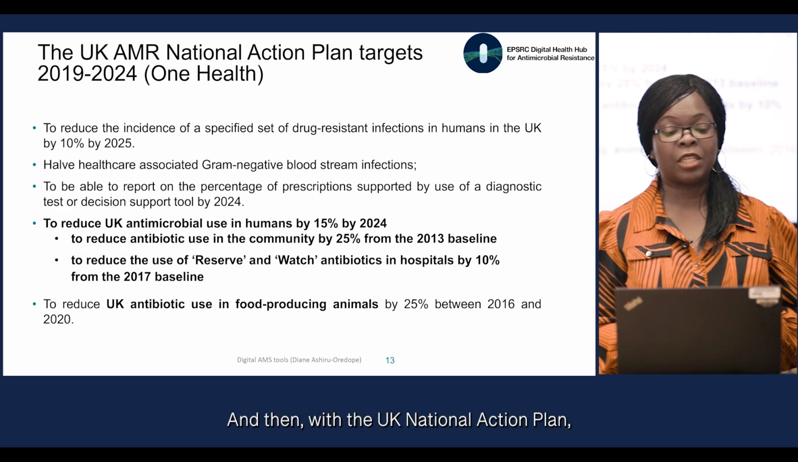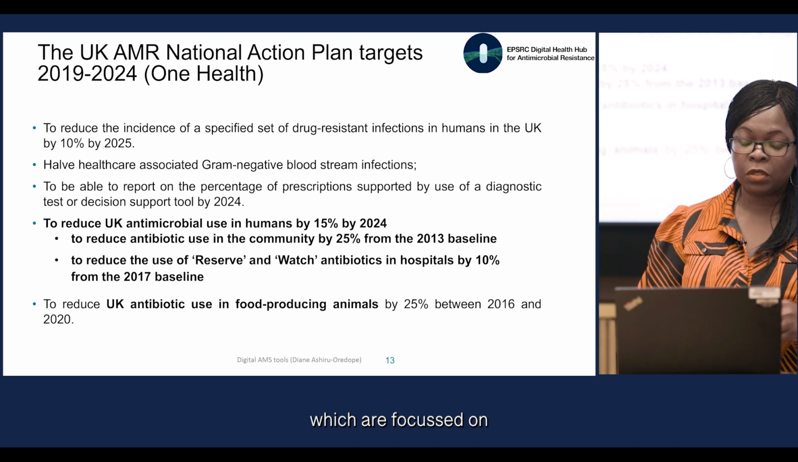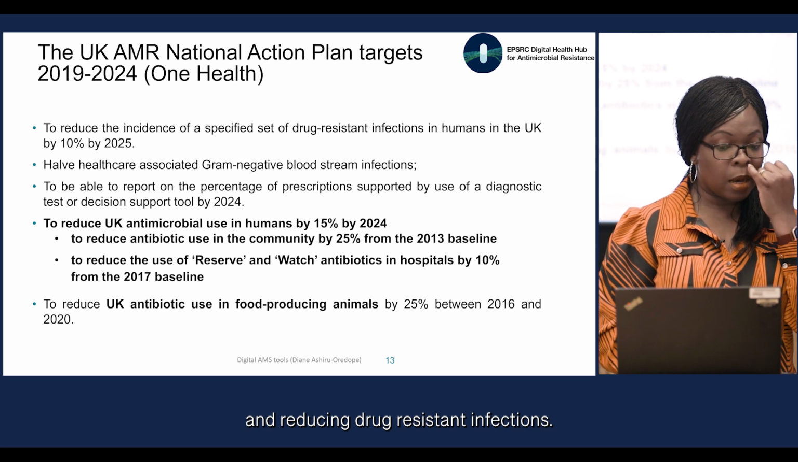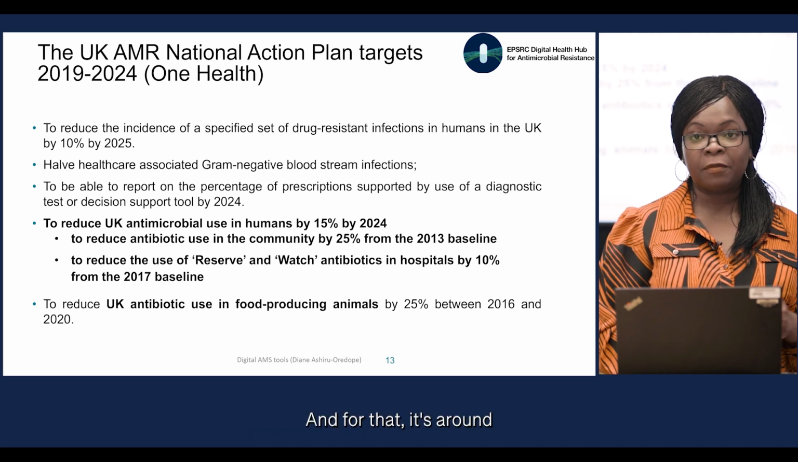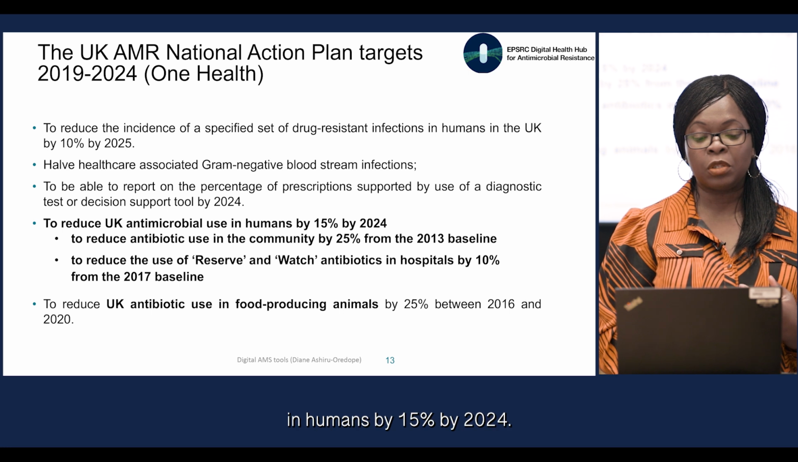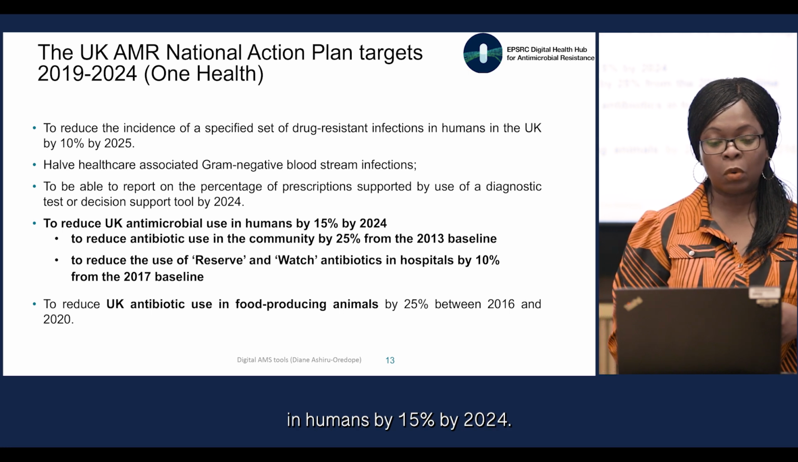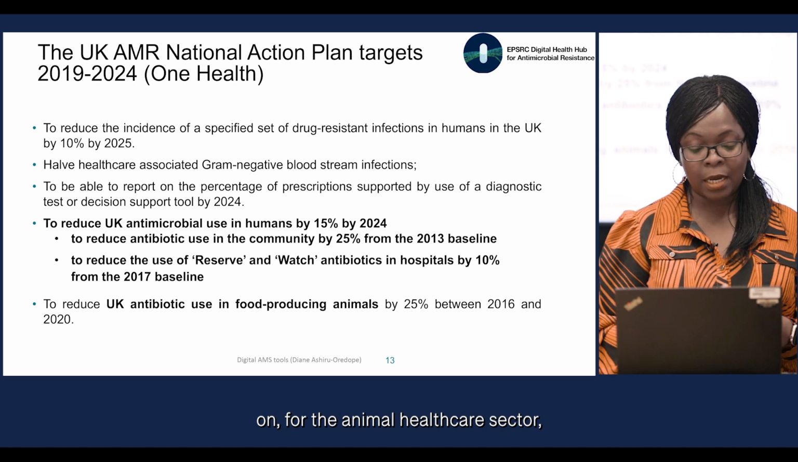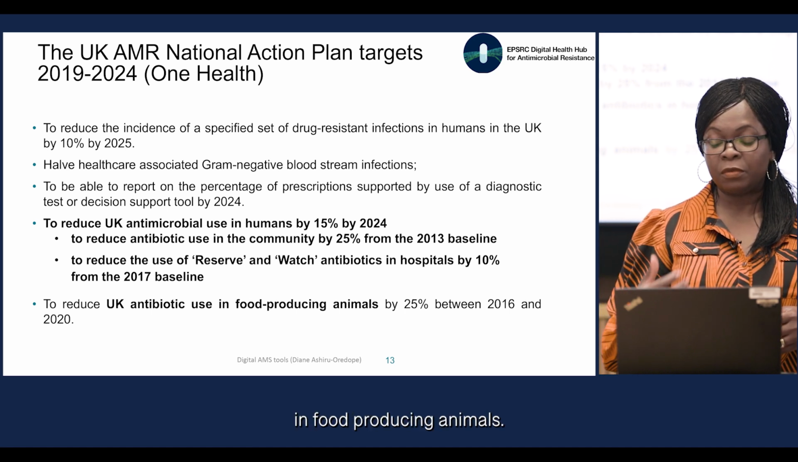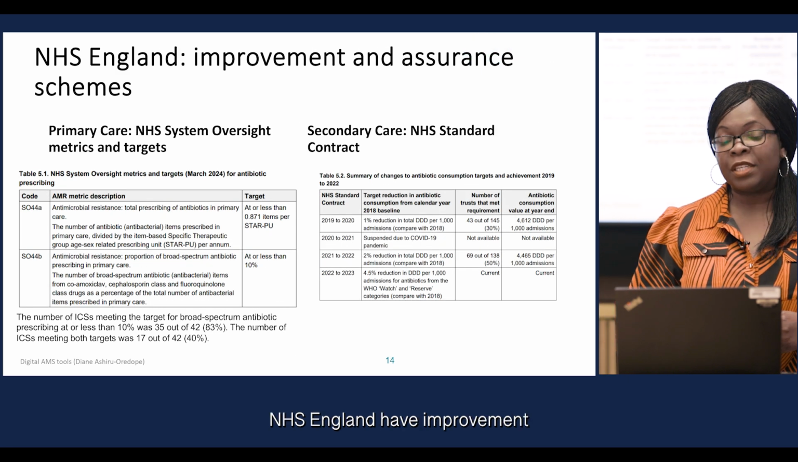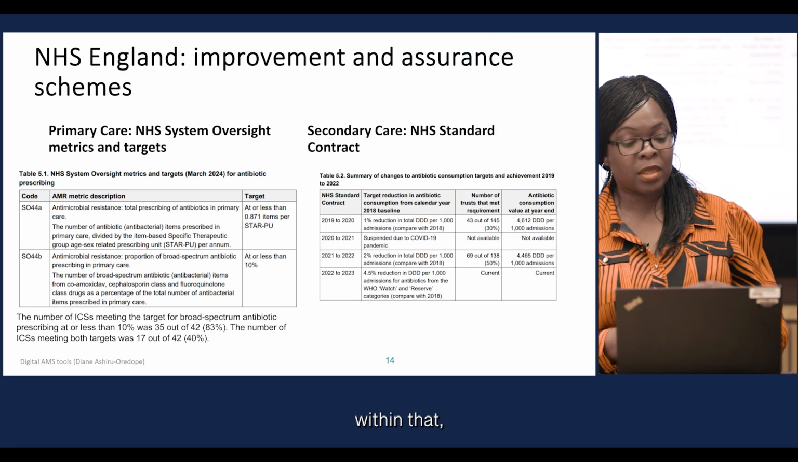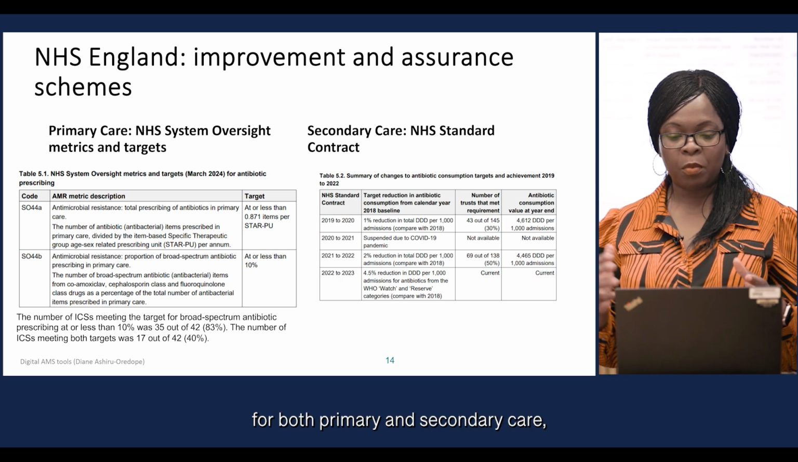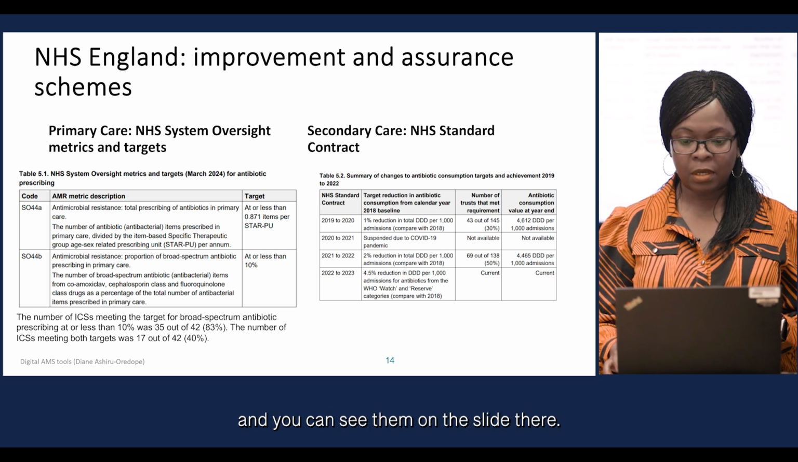And then with the UK National Action Plan, we have targets which are focused on antimicrobial use alongside reducing infections and reducing drug-resistant infections. And for that, it's around reducing antimicrobial use in humans by 15% by 2024. And there is also a target for the animal healthcare sector, around reducing antibiotic use in food-producing animals. NHS England have improvement and assurance schemes, and within that, there are specific ones focused on antimicrobials for both primary and secondary care, and you can see them on the slide there.